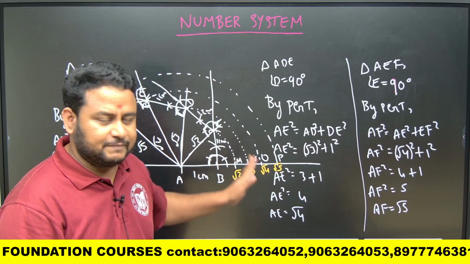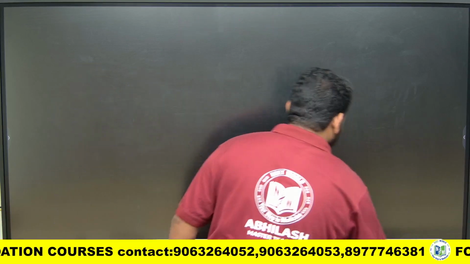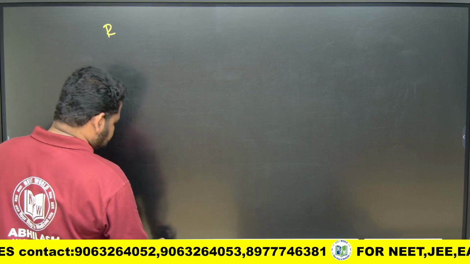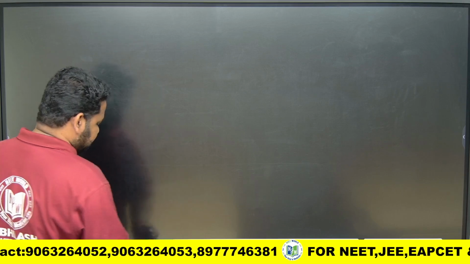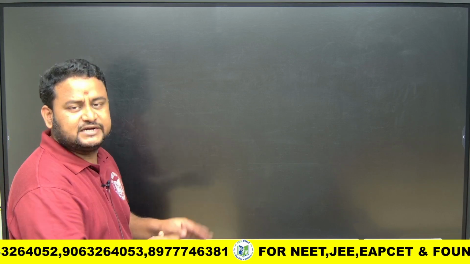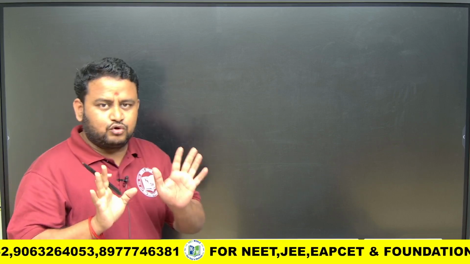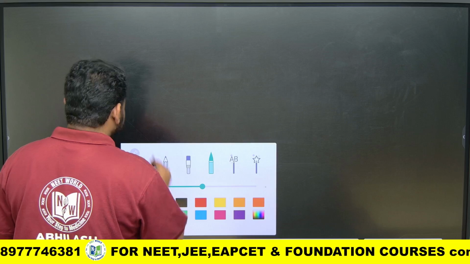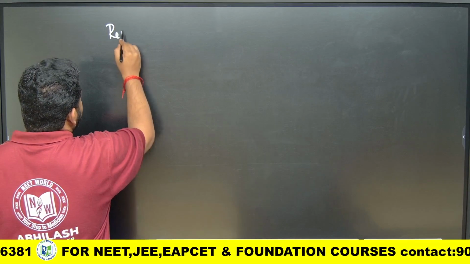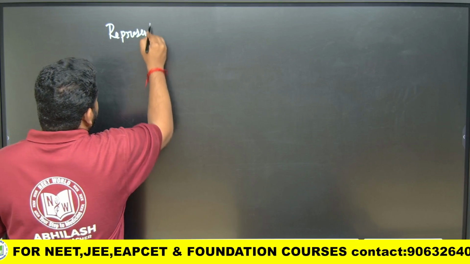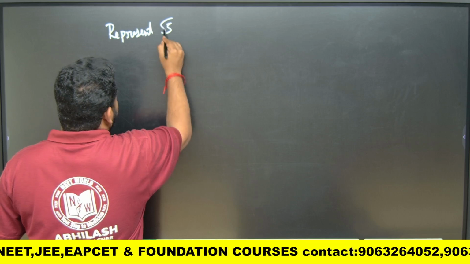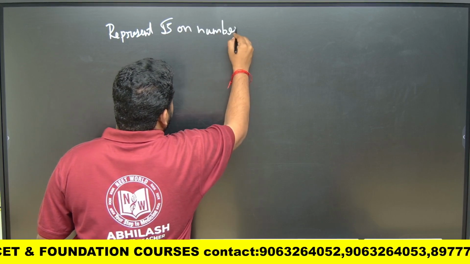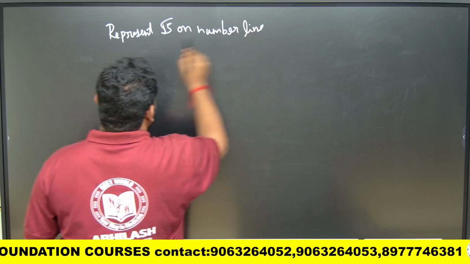So how to do that? Now I will show you how to represent root 5 directly without using all those steps. You can use the previous procedure also, but it is time consuming. If they ask directly root 5, how to represent, I will show you. So focus here. Now the question is, represent root 5 on the number line. This is the question they have asked in the NCERT.